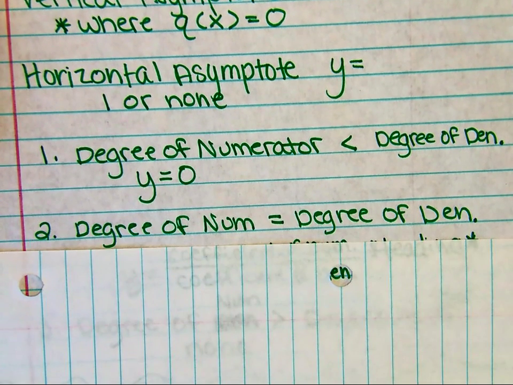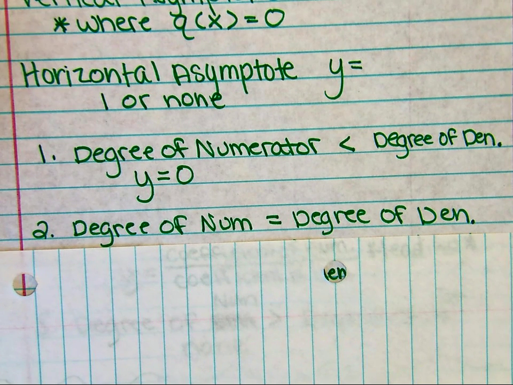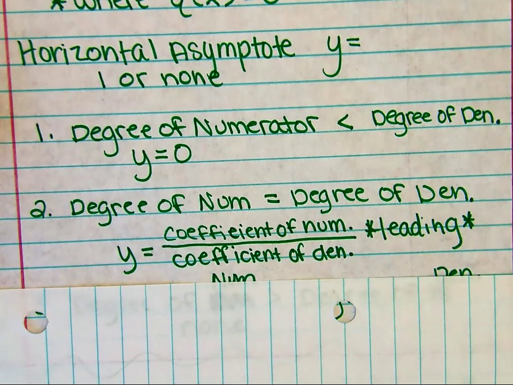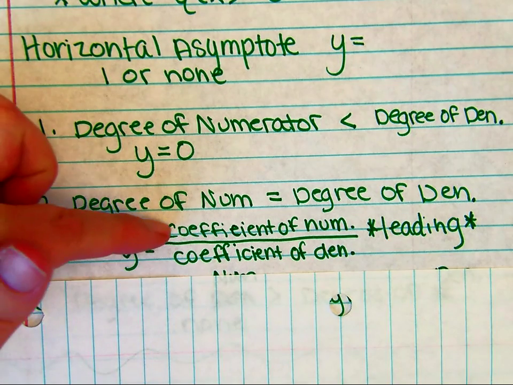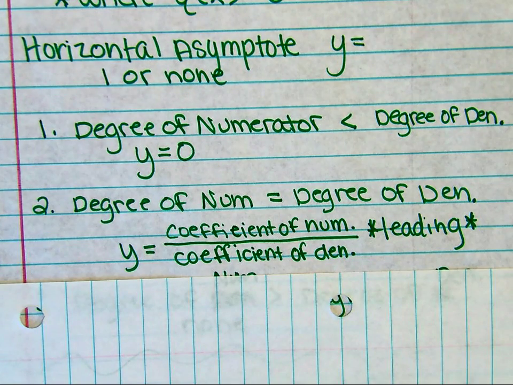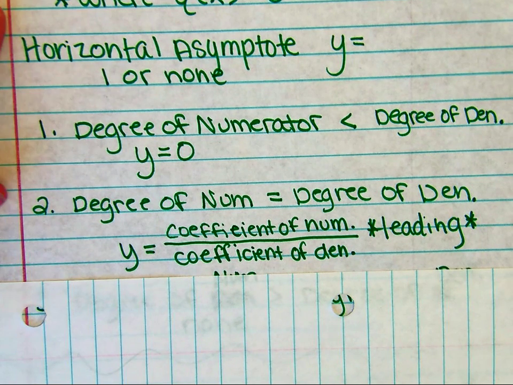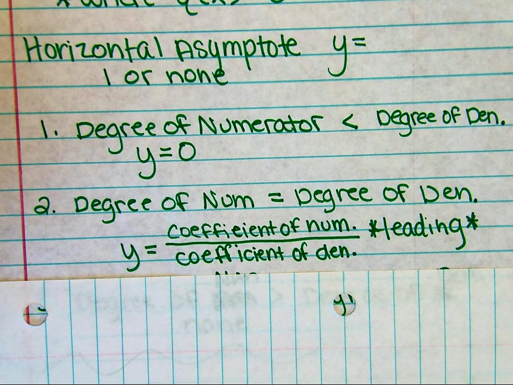Second one: if the degree of the numerator equals the degree of the denominator, so both of them are x cubed, then you have y equals the coefficient of the numerator divided by the coefficient of the denominator. You would find your highest degree and divide by the number in front of each, and that would give you where you would graph at. We'll do an example of that in a second, but go ahead and write it down. If they equal each other, you have to look at their coefficients.